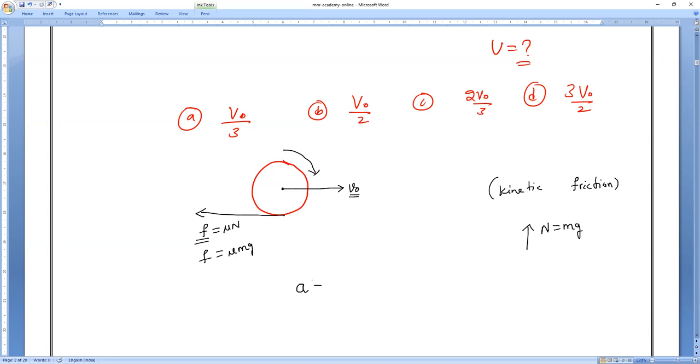Clockwise or anti-clockwise? Clockwise. So clockwise means negative or positive? Clockwise means negative, whatever it is, acceleration. If it is anti-clockwise, acceleration is positive. Now, let me take: what is the acceleration of this body?